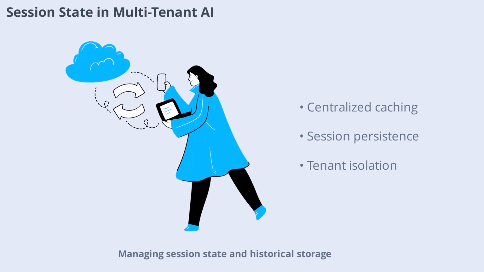Managing session state and historical storage is crucial in multi-tenant AI systems. Active session states are maintained in a centralized caching database like Redis, tagged with a session ID. When a session ends, the chat transcript, summary embeddings, and metadata are persisted in a permanent document store, such as MongoDB, partitioned by tenant ID. This approach ensures both real-time performance and strict data isolation across clients.